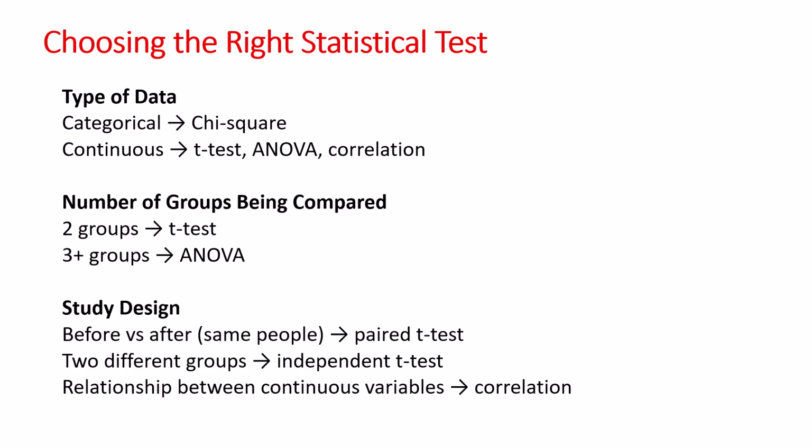And lastly, if you are looking at study design, you are doing a before and after, a pre and post test on the same population, on the same sample, then a paired test will be used. If you are looking at two different groups entirely, then an independent t-test will be used. Then if you are looking at relationship between continuous variables, the correlation will be used.